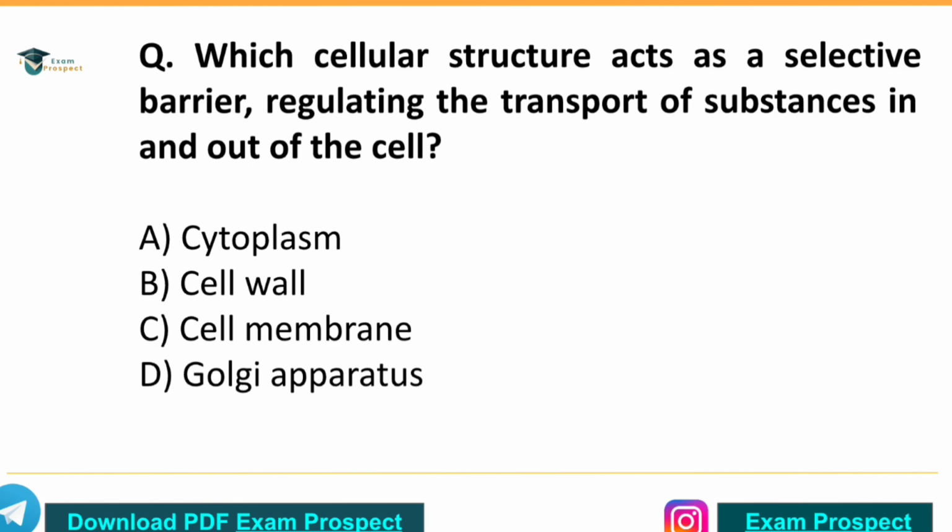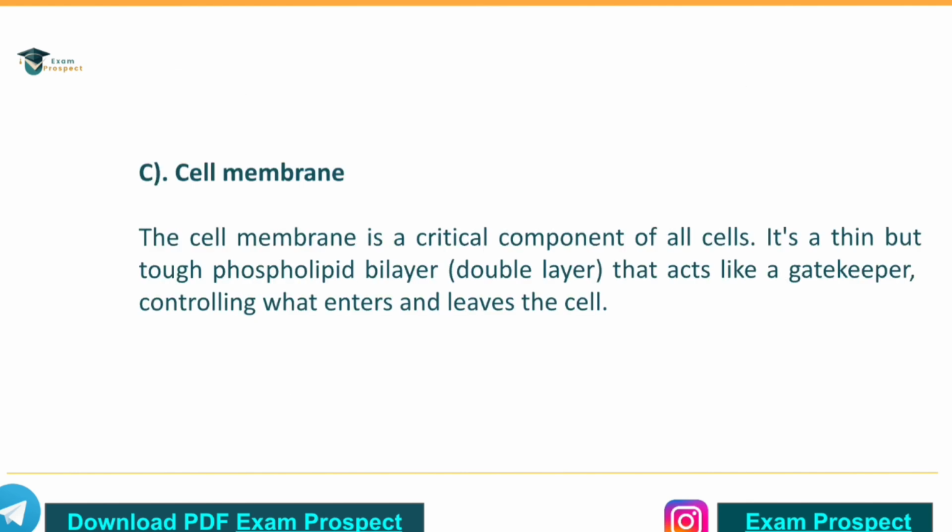Next question, which cellular structure has a selective barrier regulating the transport of substance in and out of the cell? Correct answer is option C, cell membrane. Here the cell membrane is a critical component of all cells. It's a thin but tough phospholipid double layer that acts like a gatekeeper, controlling what enters and leaves the cell.